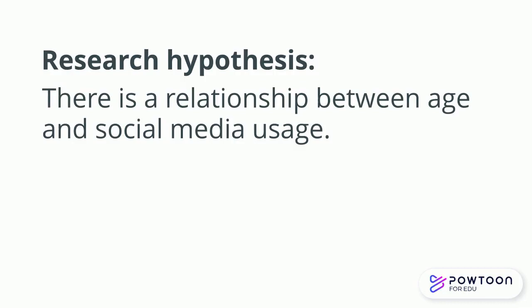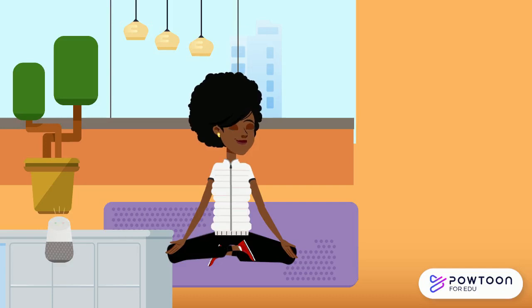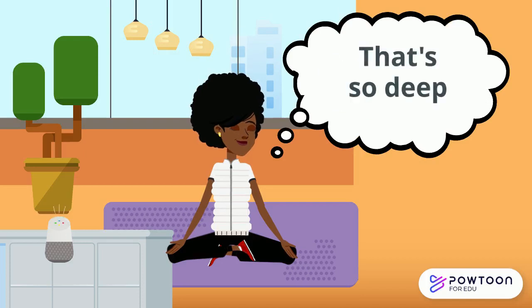So if your research hypothesis is that there is a relationship between age and social media usage, your null hypothesis will say there is not a relationship between age and social media usage. So why do we need the null hypothesis? Well, it's because of a slightly complicated theory called falsification, which states that you can never actually prove anything, and instead should seek to disprove the opposite claim. So instead of testing our research hypothesis, we attempt to disprove our null hypothesis.